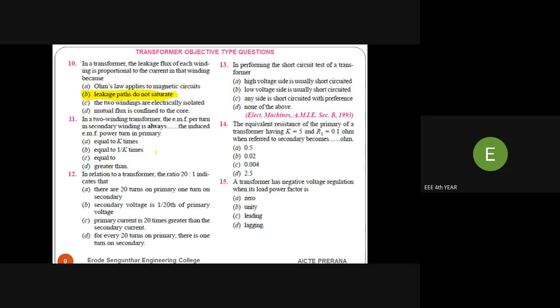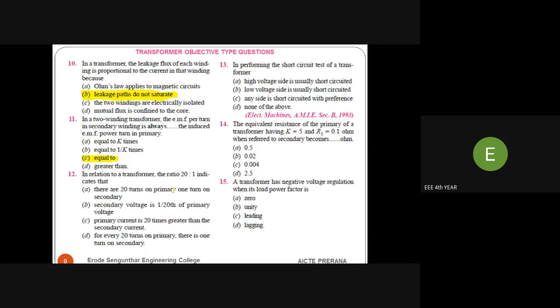In a two-winding transformer, the EMF per turn in the secondary winding is always dash the induced EMF per turn in the primary: equal to, K times, 1 by K times, or equal to or greater than. Always equal to. We already discussed the EMF equation of the transformer: E1 equals the EMF equation of the secondary winding, E1 equals E2.